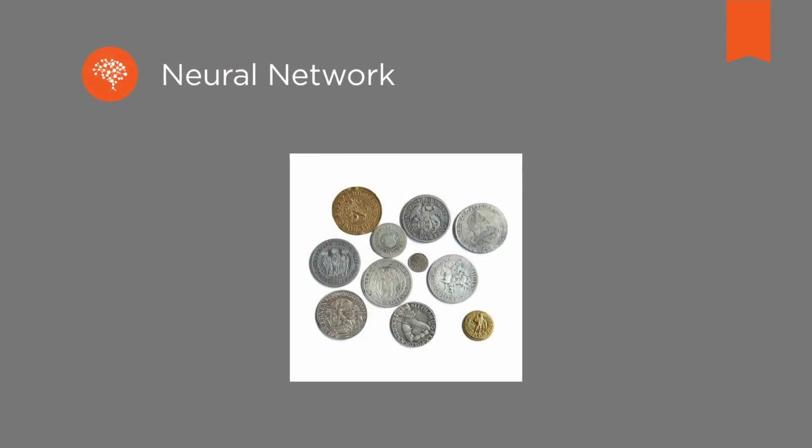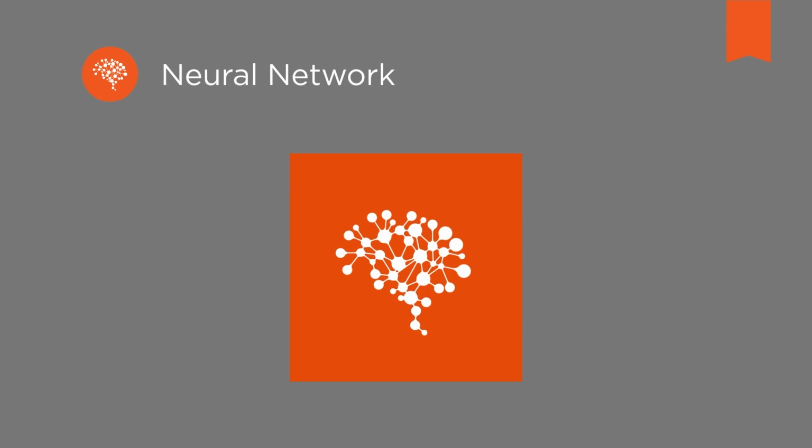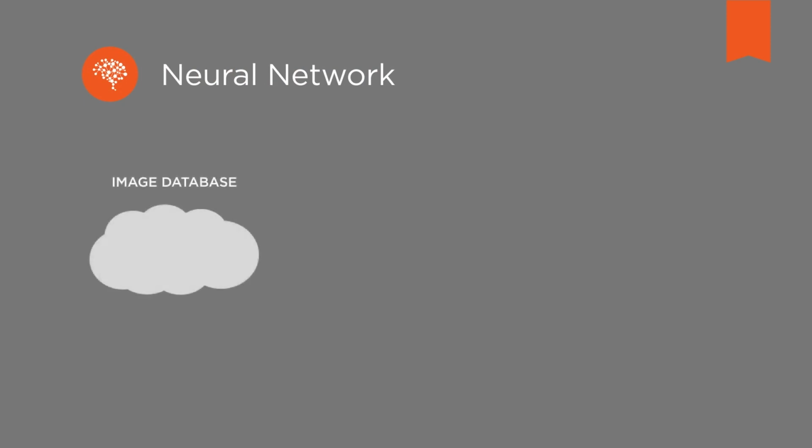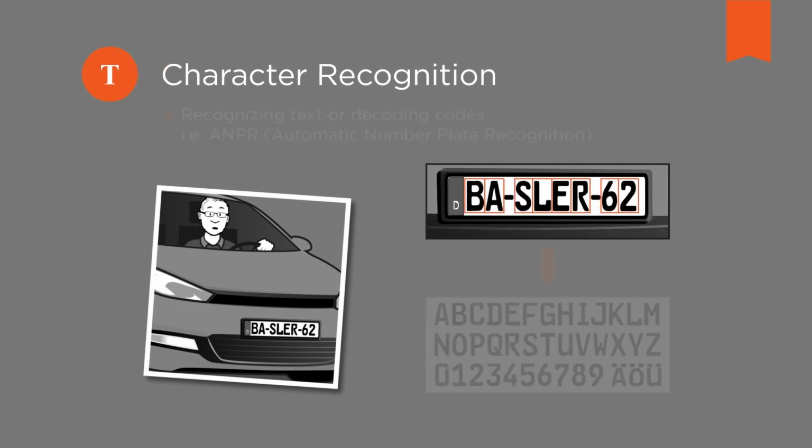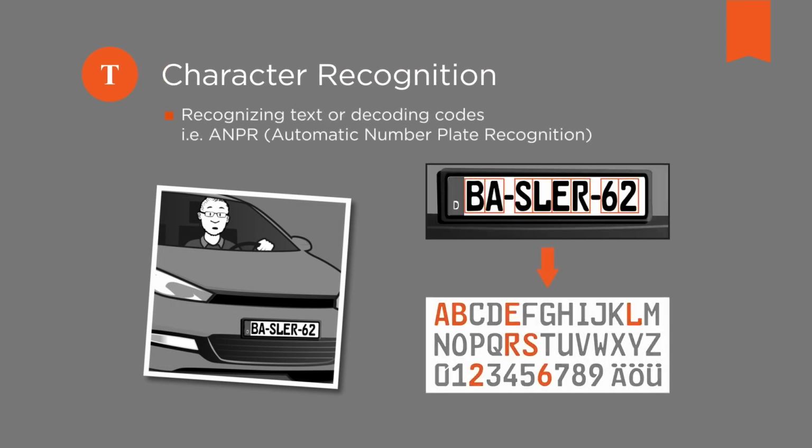Furthermore, neural networks can detect structures on the image. This allows actions such as classifying objects or whole images as faulty or error-free. Often it is also about recognizing text or decoding codes on an image. Image analysis is a demanding task that requires the highest speed and accuracy, and thus very efficient software architectures.